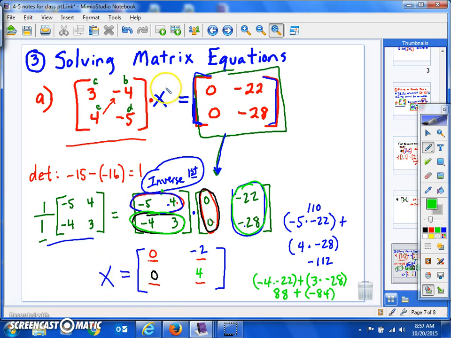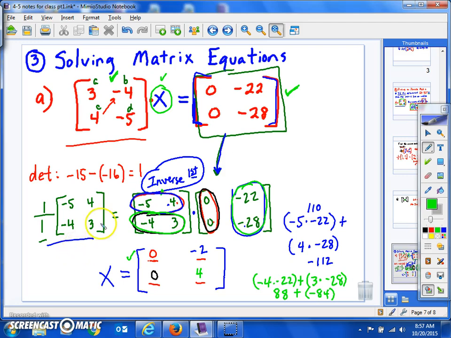So this is the answer to the matrix that is missing, the unknown matrix in this equation. And if you wanted to have confidence that you're correct, you could do matrix multiplication using this red matrix times the matrix that we just solved for. And if you do the multiplication correctly, the result should be this matrix on the right side of the equation. So we have a good way of checking our work when we're solving these matrix equations.